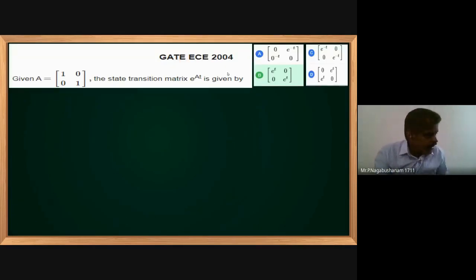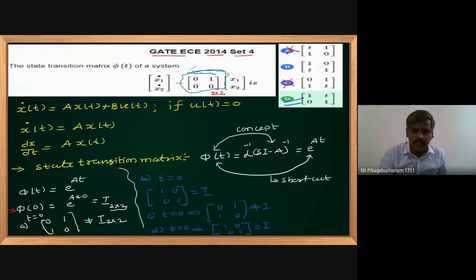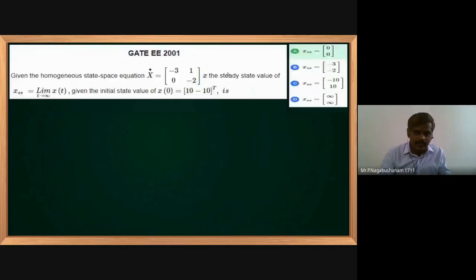Let me explain the concept. In terms of concept, anyway, A is 0, 1, 1, 0. Use the last slide. Yes, how to obtain it as per the concept.